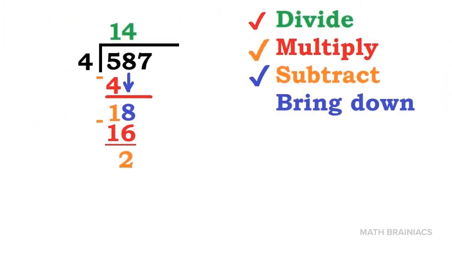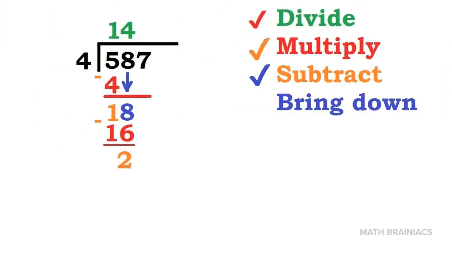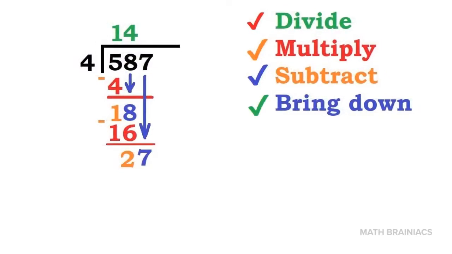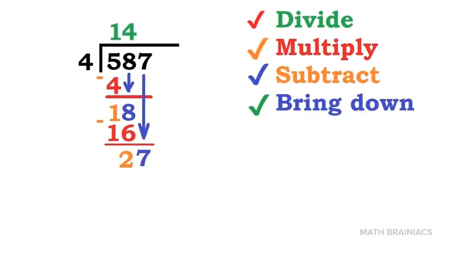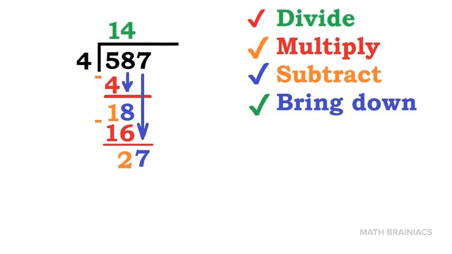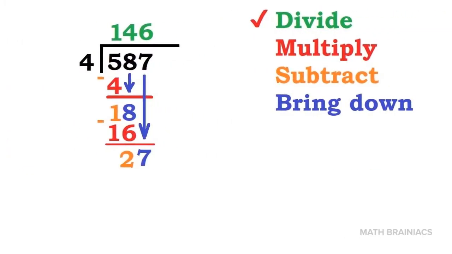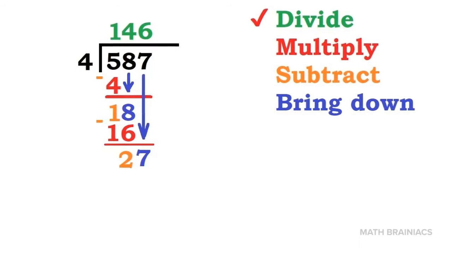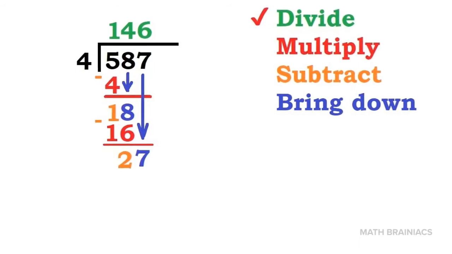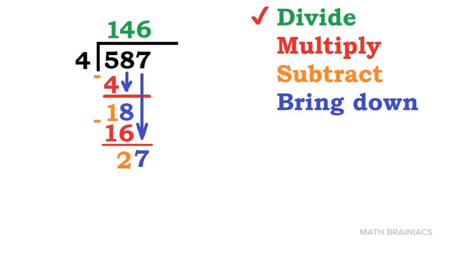Subsequently, we are going to subtract again. 18 minus 16 is 2. Thereupon, we're going to bring down the 7. And we're going to have 27. Eventually, we are going to divide again. How many 4 are there in 27? We have 6 4 in 27.